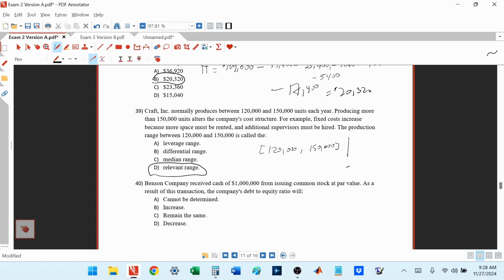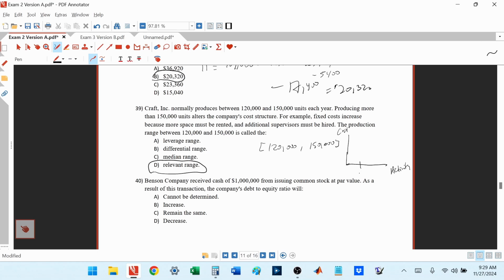Remember we drew this up on the board where we have cost up here and we have activity here, or volume, quantity if you will. When volume is between the 120 and the 150,000, then the cost remains fixed. But if we go above 150, like between 150 and let's say 180, then it's fixed in that range, but it jumps up by a little amount. So it's stepwise fixed. So this right here is the relevant range. Over this range, the costs are fixed. But if we go over a different range, the cost actually increases.